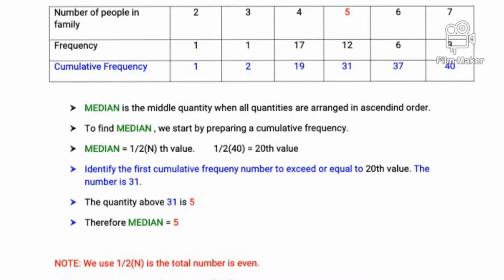But I want you to note something. We make use of the formula half n when the total number is even. However, if you come across a question where the total number is odd, we make use of the formula half n plus 1. So you have to take note of that. Take for instance, you are given the total number is 37. 37 is an odd number. So when calculating the nth value, you make use of the formula half open bracket n plus 1. So you'll be multiplying half times 38. But if the total number is even, you just make use of the formula half n.